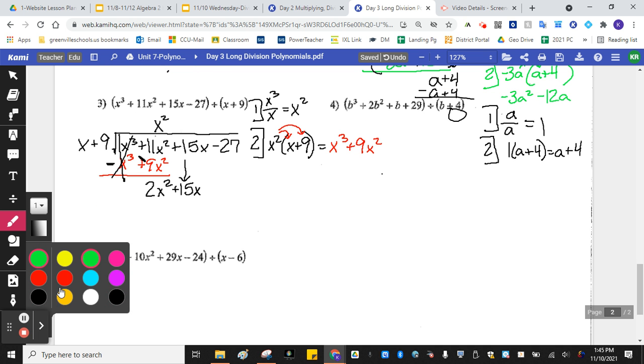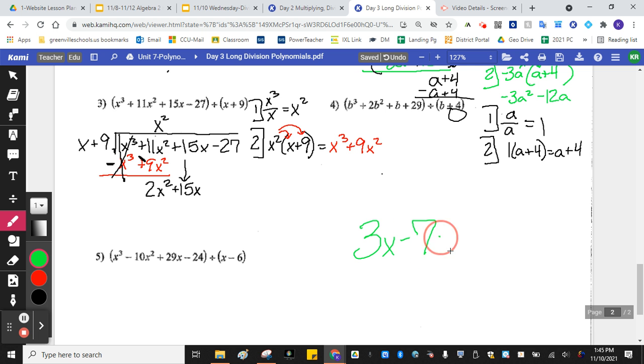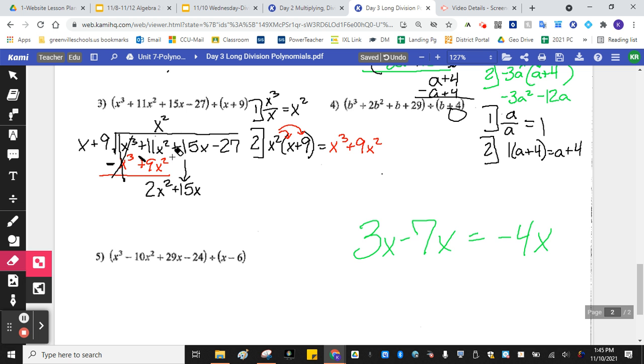Then we start the process over again. Why don't we subtract like that? What's 3x minus 7x? That's why. You subtract the exponents when you're dividing, not when you're subtracting.